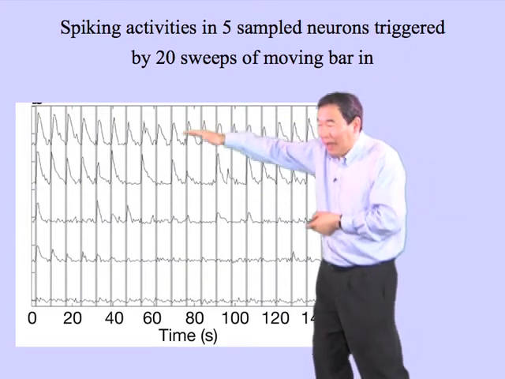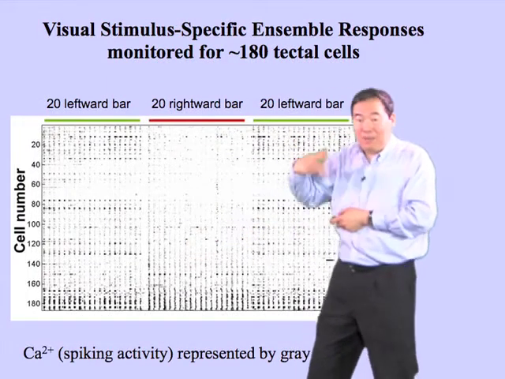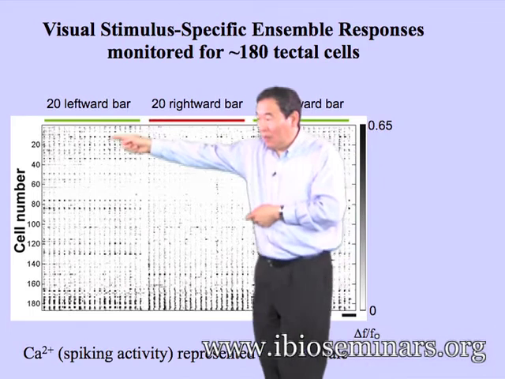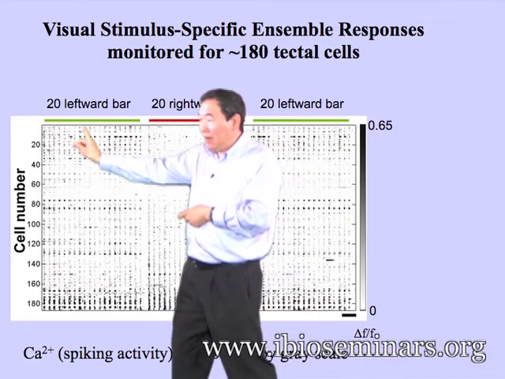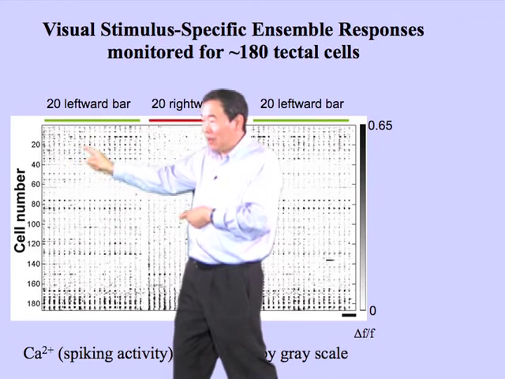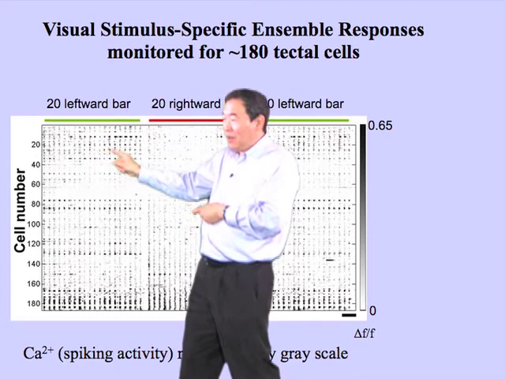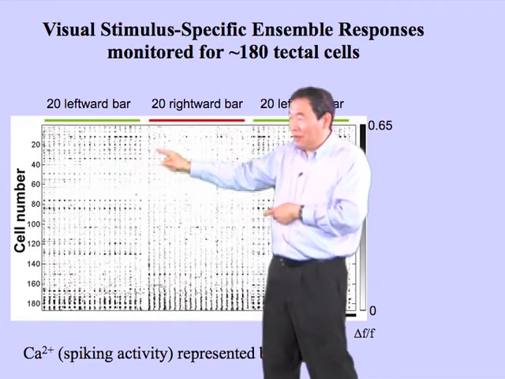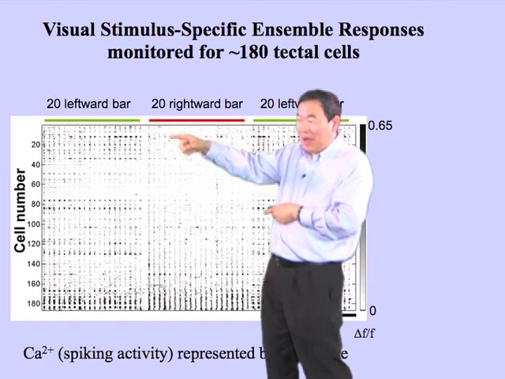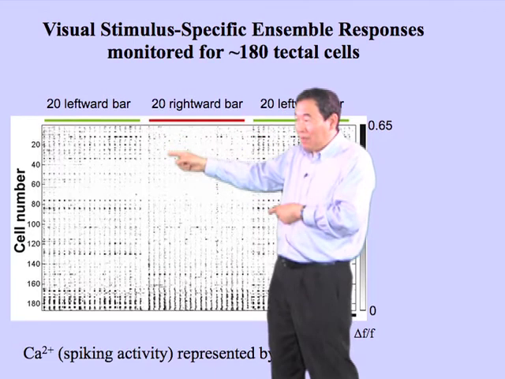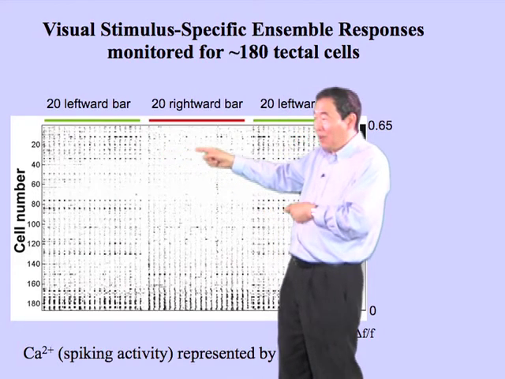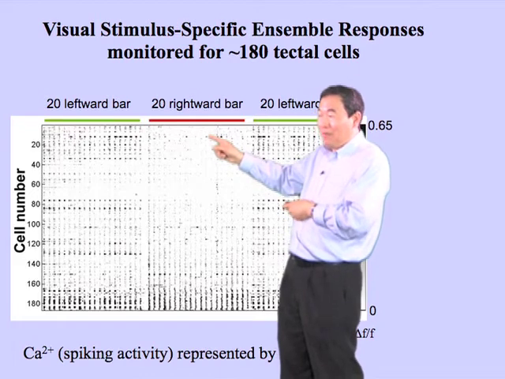In fact, we can do hundreds of cells, here showing 200 cells. We now represent the calcium signal by gray scale. The dark means higher calcium. Each cell is one line here. There are 20 stimuli of the moving bar across the retina. Every time the moving bar goes across, you get a calcium signal that goes up and up. Now the moving bar is moving from left to right, rightward, rather than the opposite direction. The opposite direction moving bar gives much less activity in this particular cell. This cell shows high activity, but the activity is much smaller for the opposite moving bar.